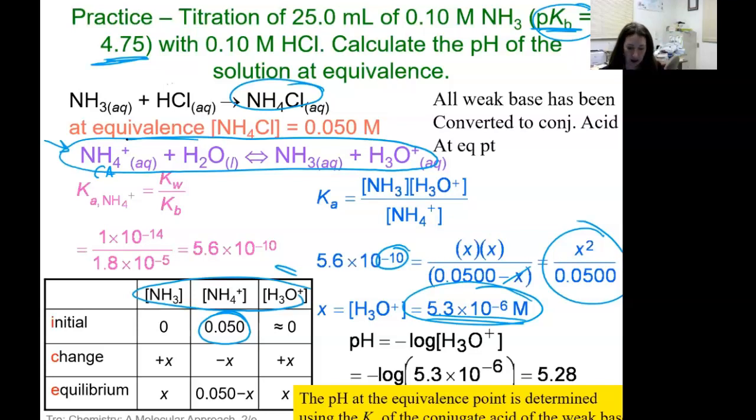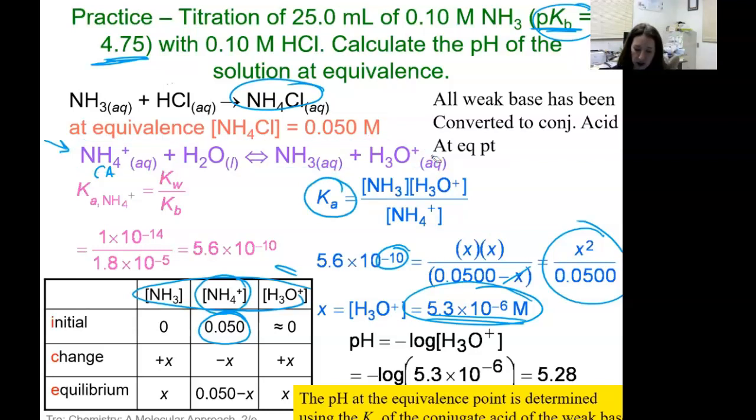Next piece. Since you know this is an acid, that must mean when you write your equilibrium expression, you have to have a Ka here because this is a conjugate acid. So this must be reflecting that acid. Because it is an acid, that means that your X is H3O plus, so you can just take the negative log of it. No need to subtract from 14.